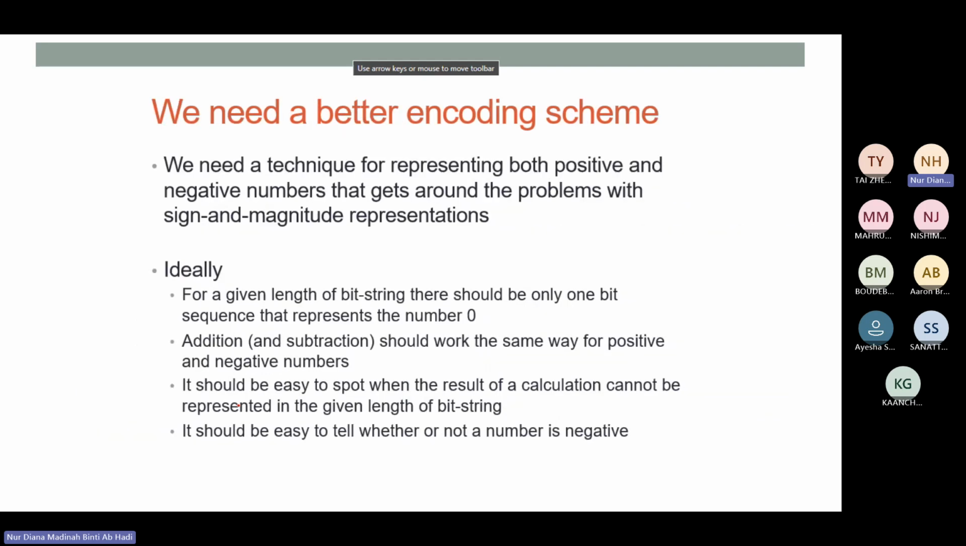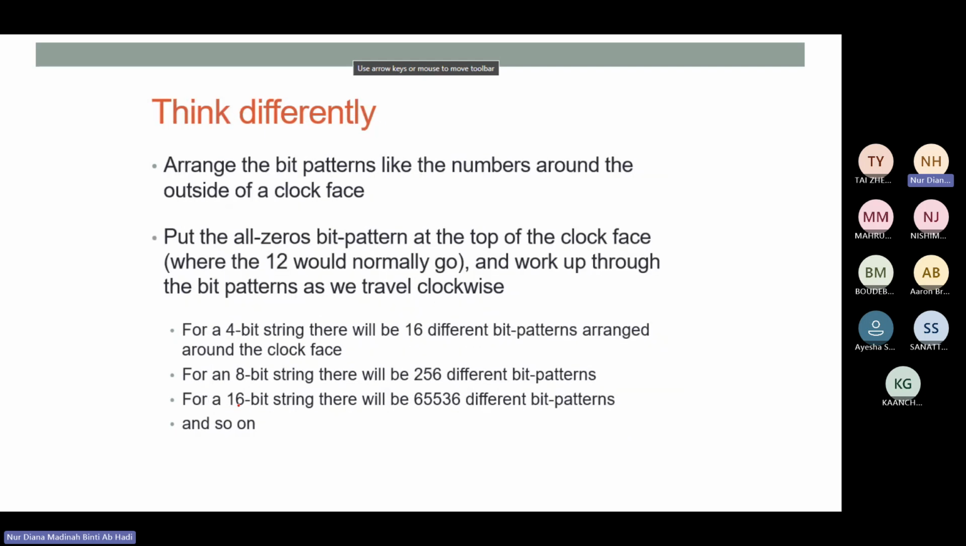Okay, so we need to have an encoding scheme. So ideally, for a given length of bit string, there should be only one bit sequence that represents number 0. Addition or subtraction should work the same way for positive and negative numbers. It should be easy to spot when the result of a calculation cannot be represented. Okay, and it shall be easy to tell whether your number is negative or not. Okay, so you need to think about it differently.